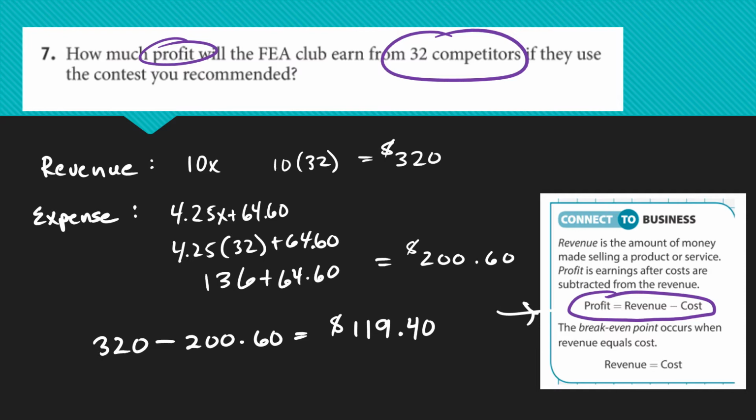So anyway, I'm getting a profit of $119.40 for the little card tower competition if 32 competitors come. Not too bad for an afternoon competition.